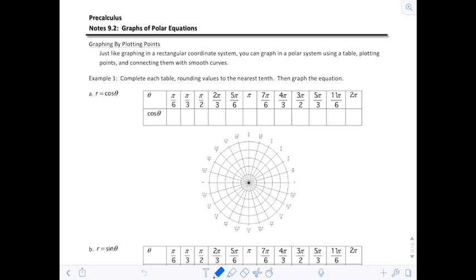So just like graphing in a rectangular coordinate system, we can graph in a polar system using a table by plotting points and connecting them with smooth curves. So we're going to complete each table, round values to the nearest tenth, and then graph the equation. The first one we want to look at is r equals cosine of theta. Remember, when we have things that are equal to r, it is all points that are equidistant from the pole. And this does not have any manipulations to it. It is just cosine of theta. So let's see what this looks like.